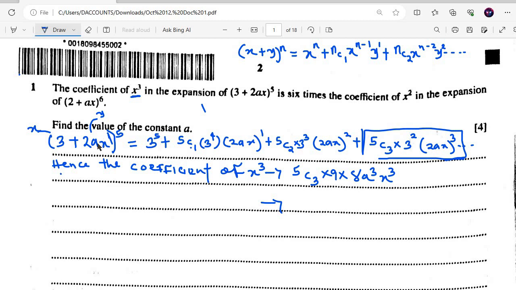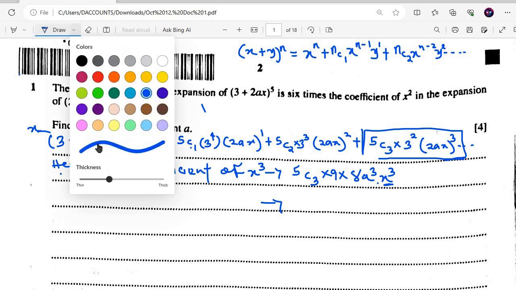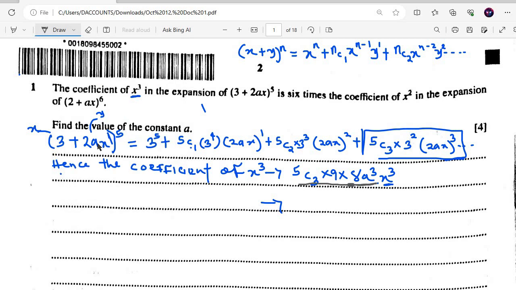So the coefficient of x cubed means the one beside x cubed. In this context, this is what is beside x cubed. That will be 720a cubed. That's the coefficient of x cubed.